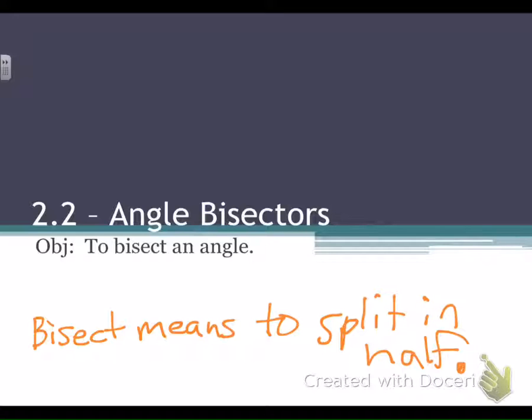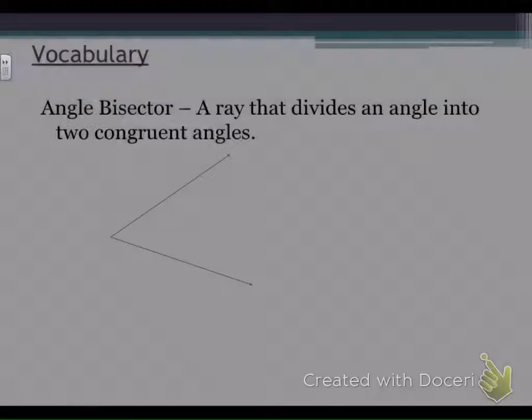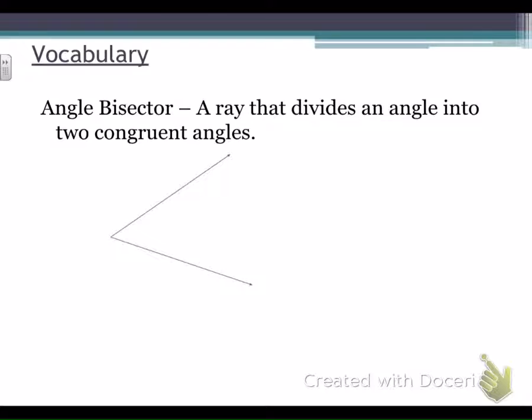Am I good? Perfect. Okay, first thing is a vocabulary word. An angle bisector is a ray that divides an angle into two congruent angles.